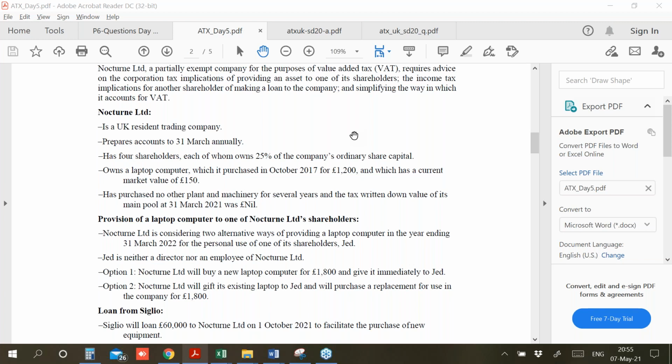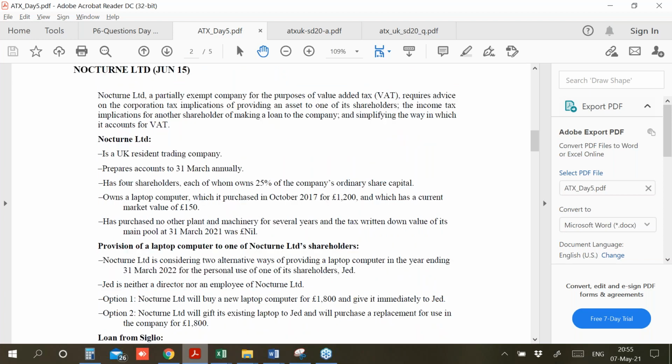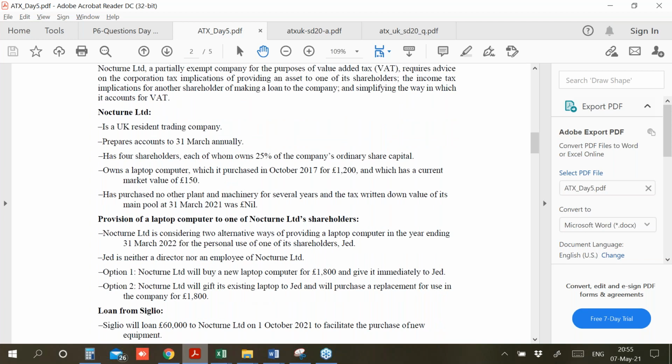But the laptop that they have given to Jed will be considered a disposal from the company's point of view. And if you remember, at the start of the question, it told us that the current value of the old laptop is 150. There you can see. So we will consider that we have sold it on its market value to Jed.